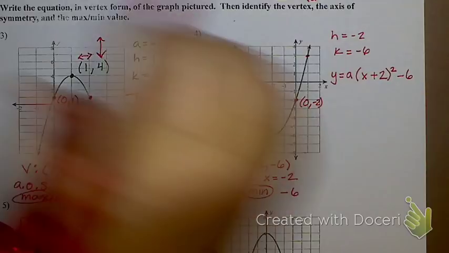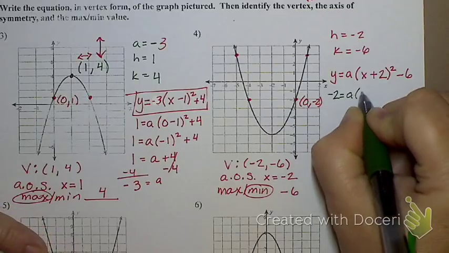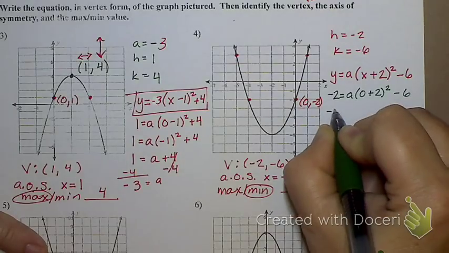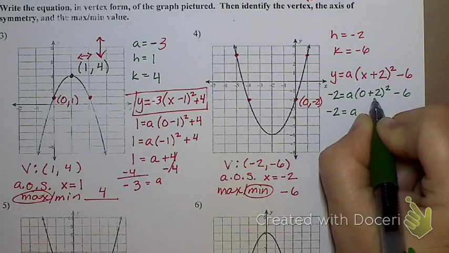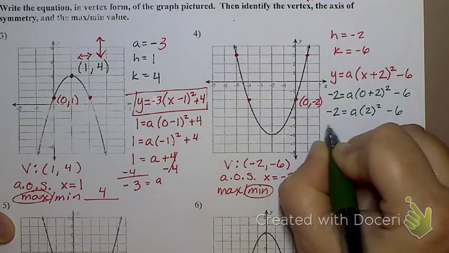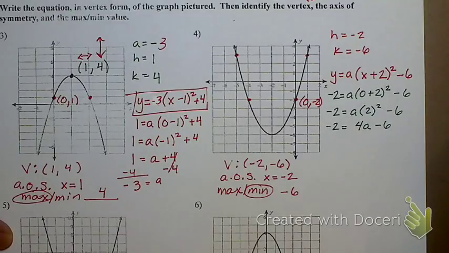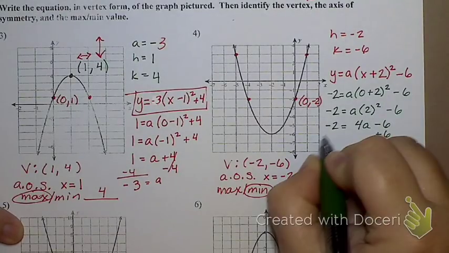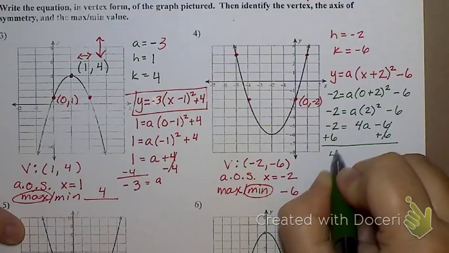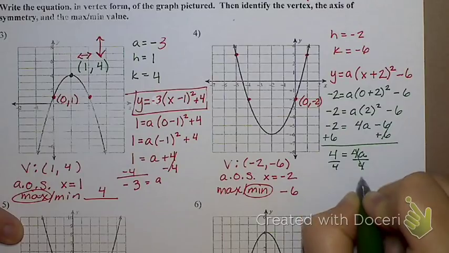So let's plug that in. Negative 5 equals a parentheses 0 plus 2 squared minus 6. What is 0 plus 2? 2. 2 squared is 4. So I'm going to have negative 5 equals 4a minus 6. Now what do I do? Add 6. So negative 5 plus 6 is 1, equals 4a. Divide by 4.